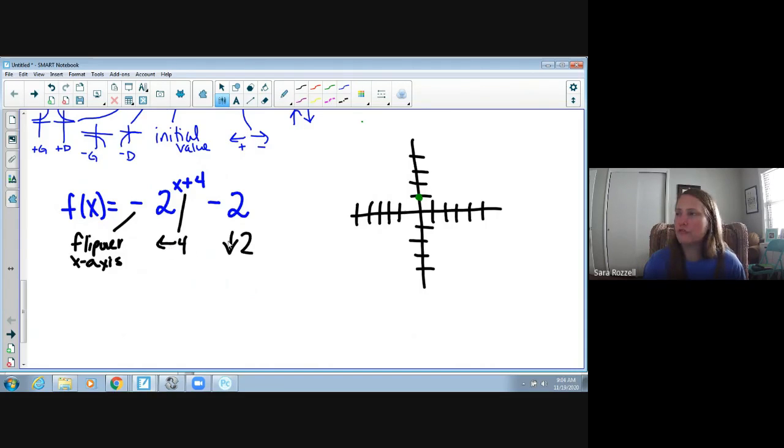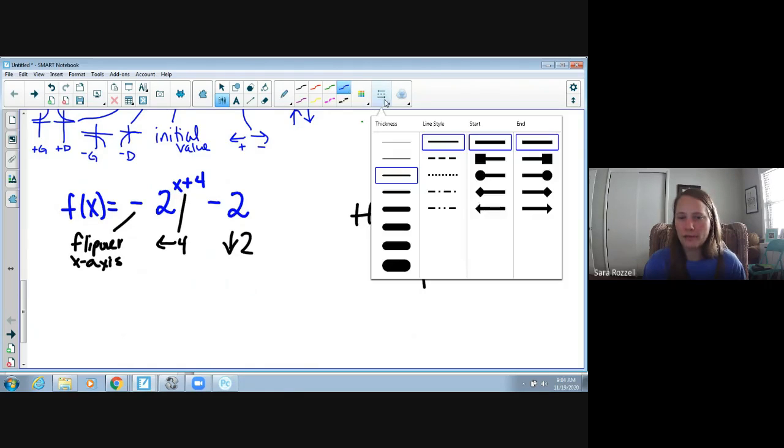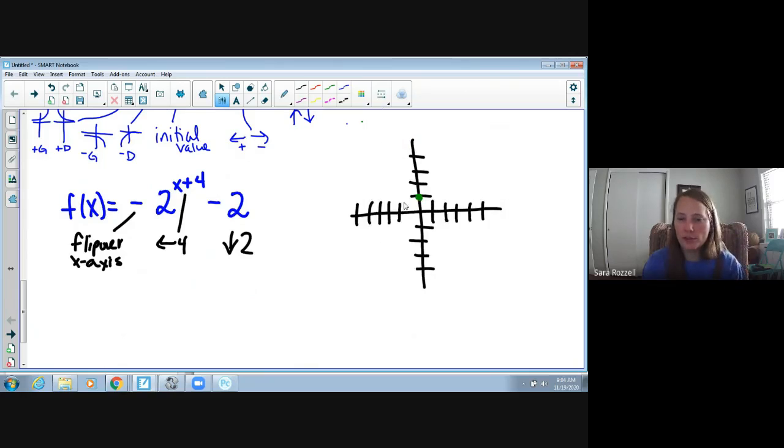But where did we move? We moved 4 over and 2 down. So our new y-intercept, well, where that point got moved to, was 4 over and 2 down. I'm going to do that first. I know I'm going to have to go through this point. Okay. I'm shifting 2 down, so I would normally have an asymptote that crosses at the x-axis, but I'm moving that asymptote down to.